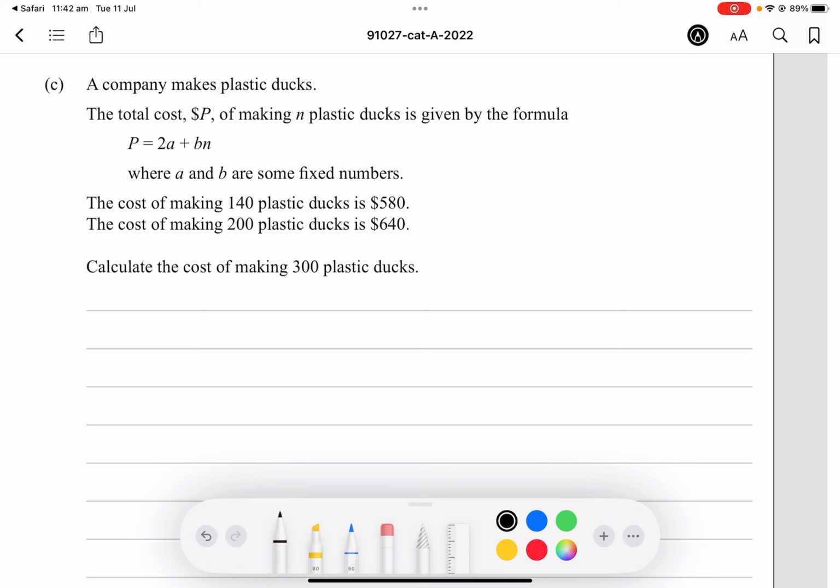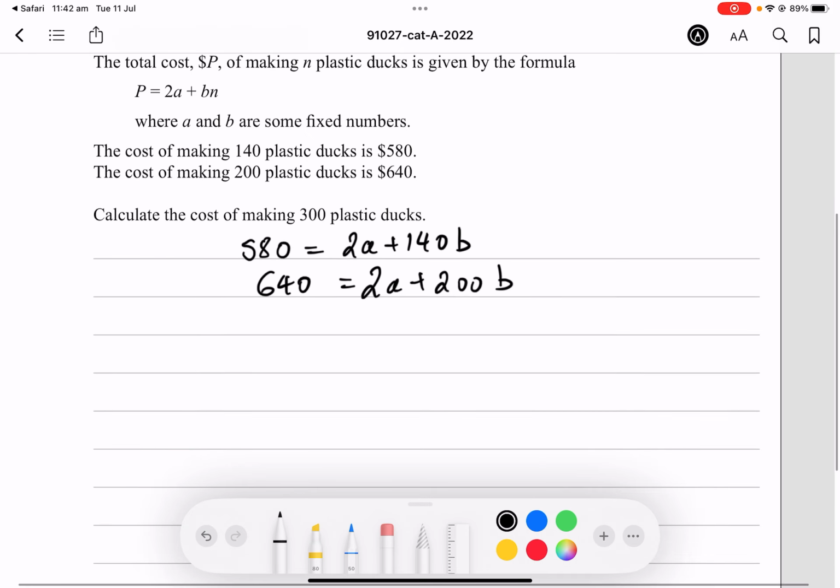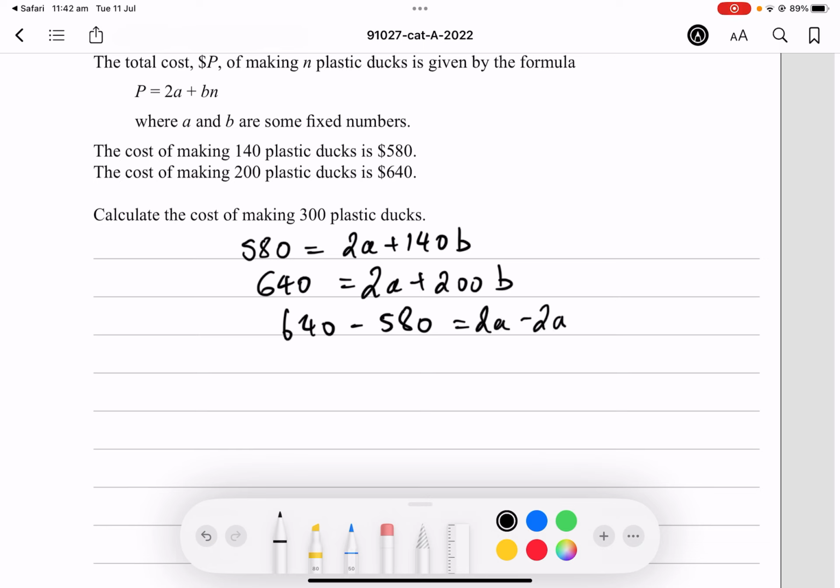Okay, so for this question, it's simply simultaneous equations. We have 580 equals 2 times A plus 140B. And we know that 640 is equal to 2A plus 200B. We can eliminate the 2A by subtracting these two equations. So we have 640 minus 580 equals 2A minus 2A plus 200B minus 140B. So that's 60 equals 0 plus 60B, so we have 60 equals 60B.